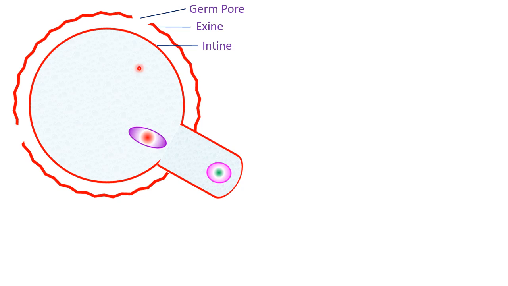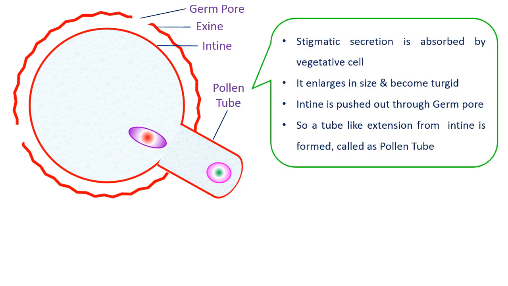Now this is representing the pollen grain deposited over the surface of stigma. Stigmatic secretions are absorbed by the vegetative cell, leading to the pollen grain germination. It enlarges in size and becomes turgid. Therefore, intine is pushed out through the germ pore. So, the tube-like extension formed from intine is called the pollen tube.